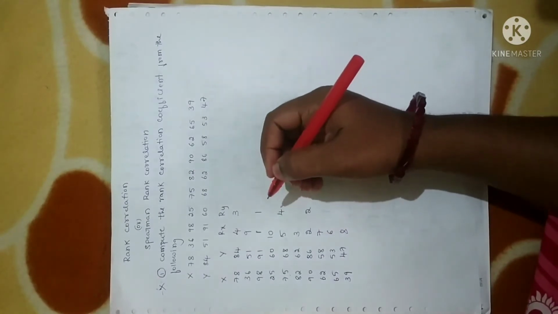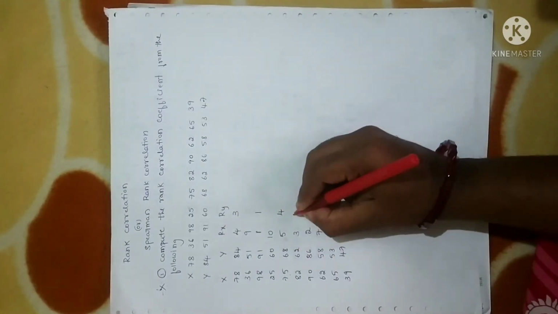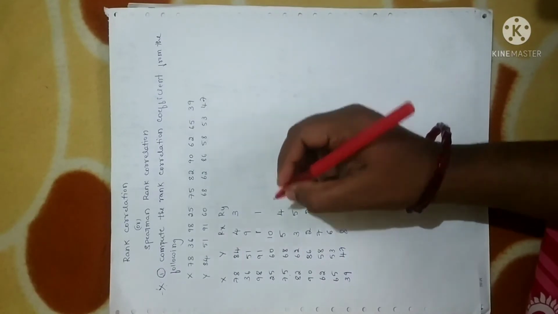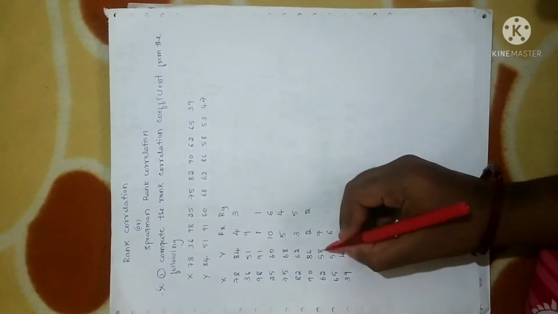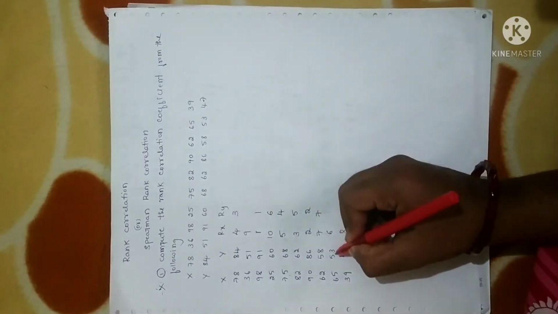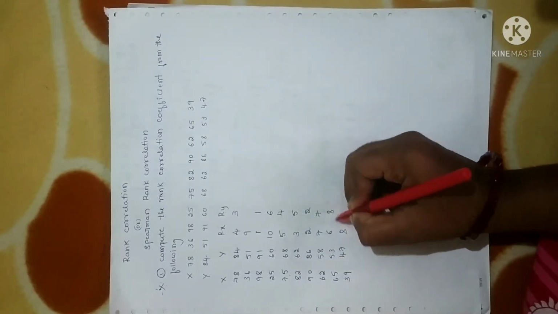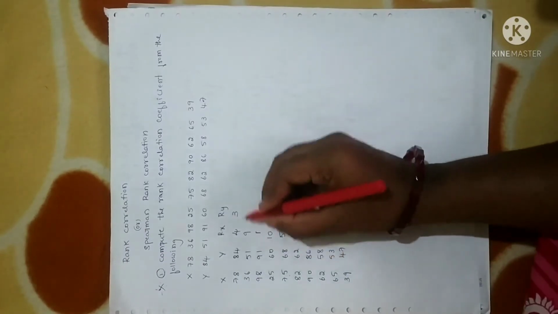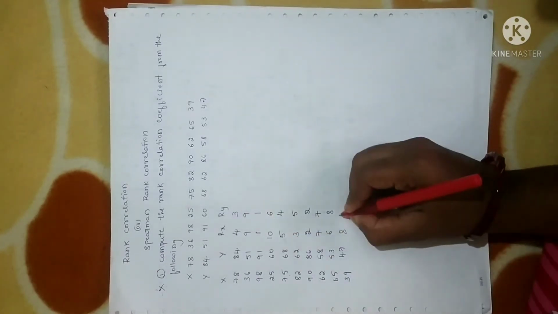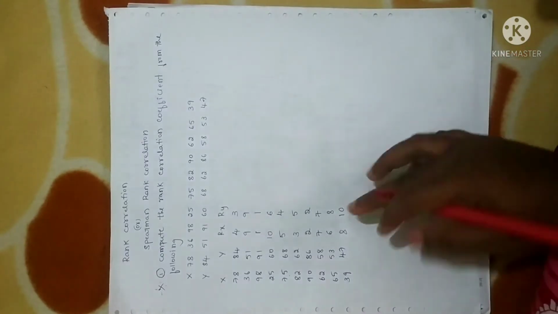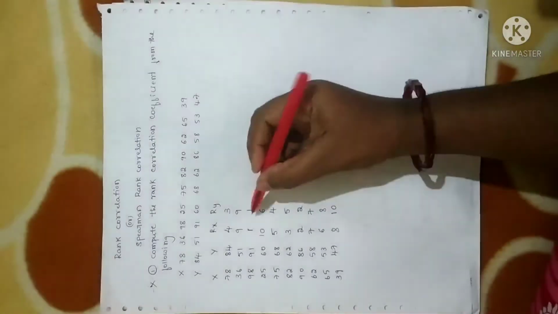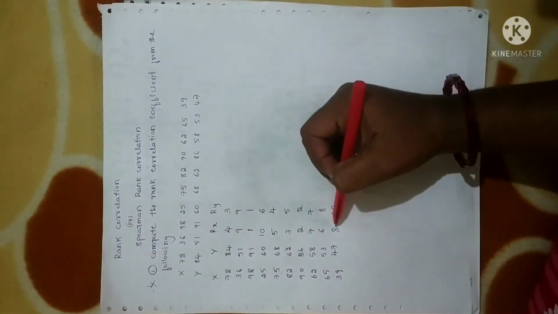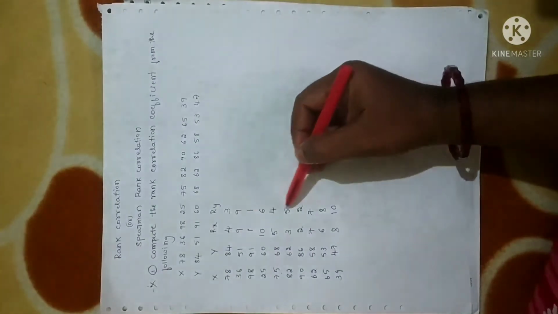Next highest mark is 62, so it goes to the fifth rank. Next highest mark is 60, sixth rank. Next highest mark is clearly 58, so it is the seventh rank. Next highest mark is 53, so it is the eighth rank. Next highest mark is 51, ninth rank. Next highest mark is 47, it is the 10th rank. So once you locate the ranks, you just make sure whether there is a repeated rank in the columns Rx and Ry. Do we have any repeated value here? We don't have. In rank Y also there is no repeated value.